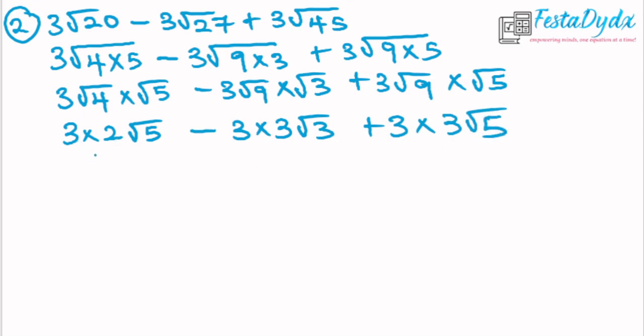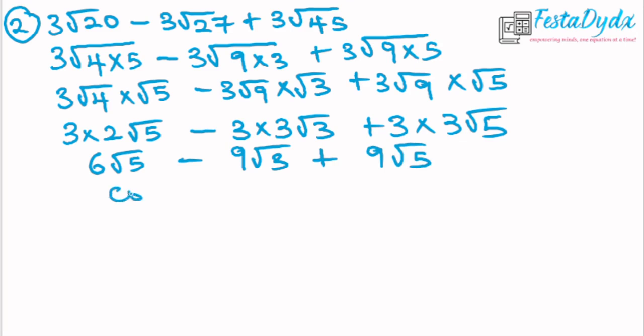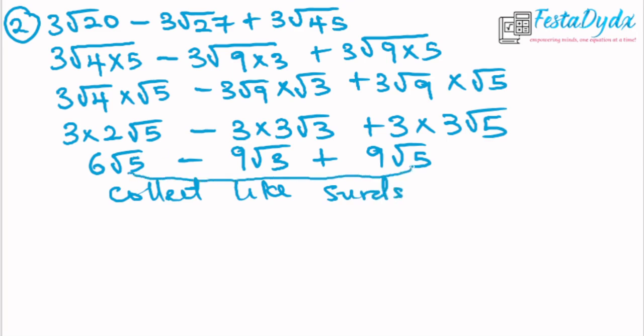3 times 2 will have 6 root 5 minus 3 times 3 will have 9 root 3 plus 3 times 3 will have 9 root 5. So we will have to collect like surd. So collecting like surd, we'll say that 6 root 5 and 9 root 5 have the same surd. So we'll bring them together: 6 root 5 plus 9 root 5.